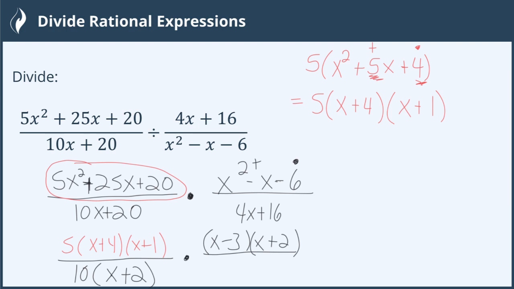And then 4x plus 16, we can factor the GCF out of this one as well. I can pull a 4 out of both terms. And that leaves me with x plus 4 inside of my parentheses.